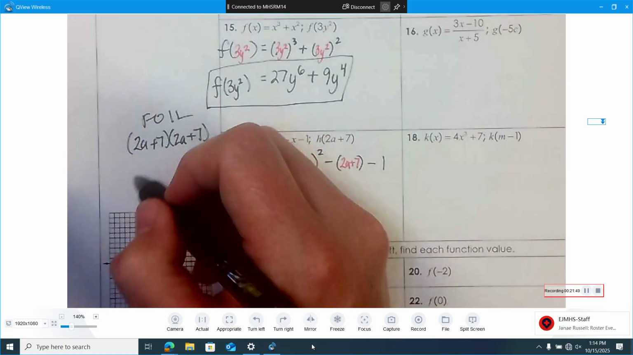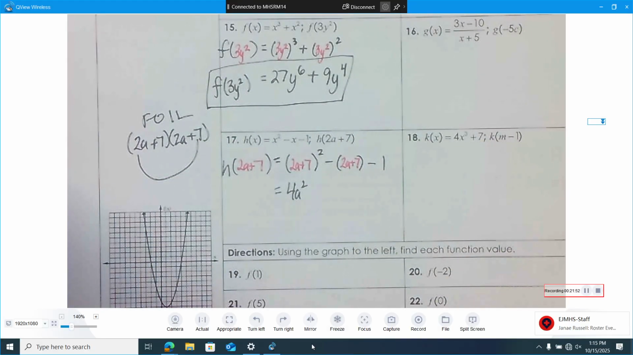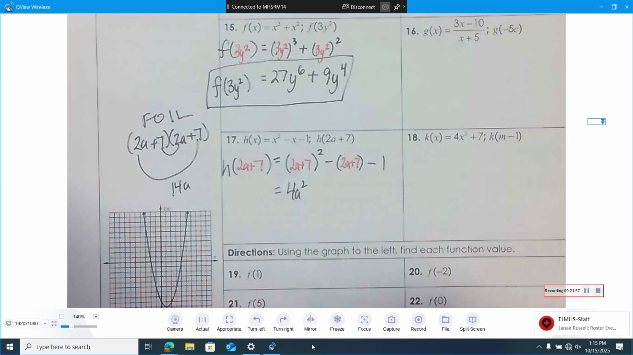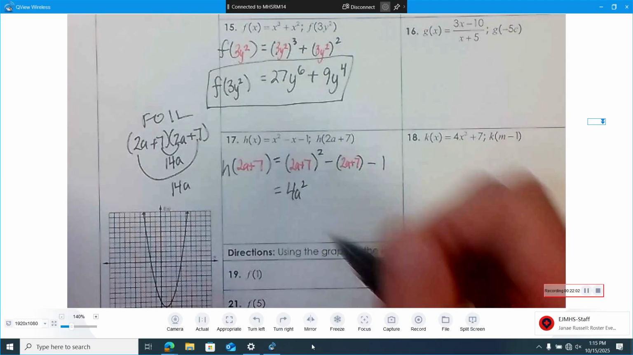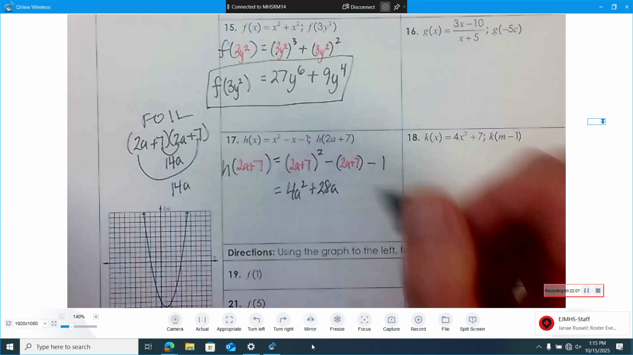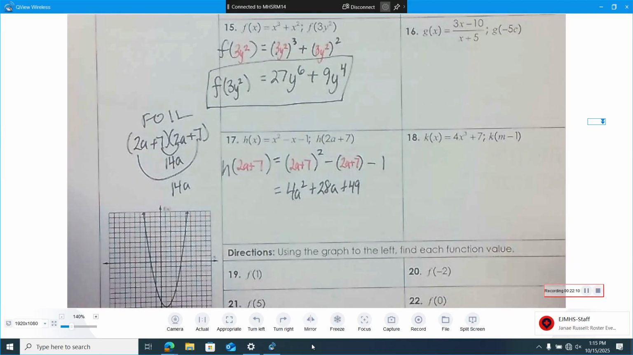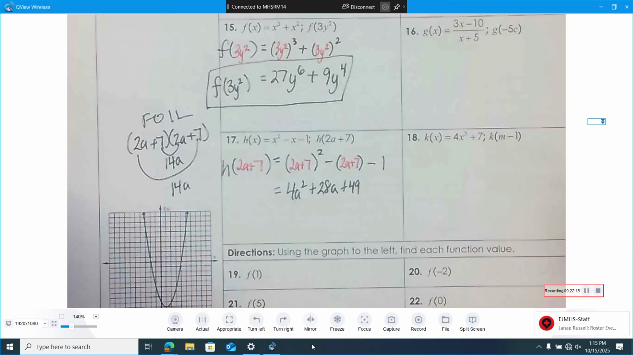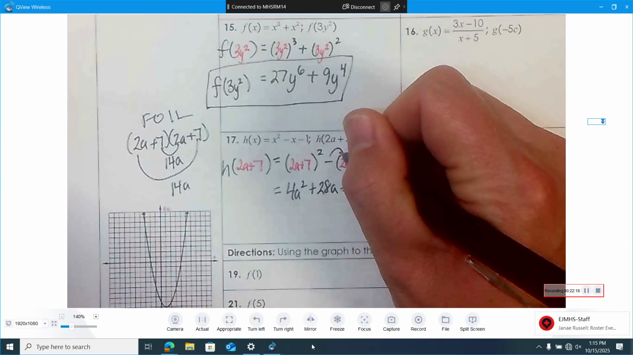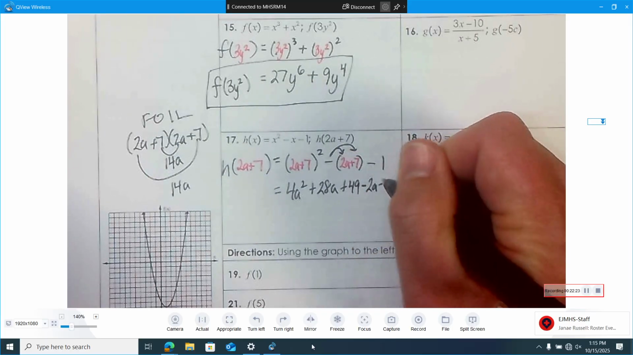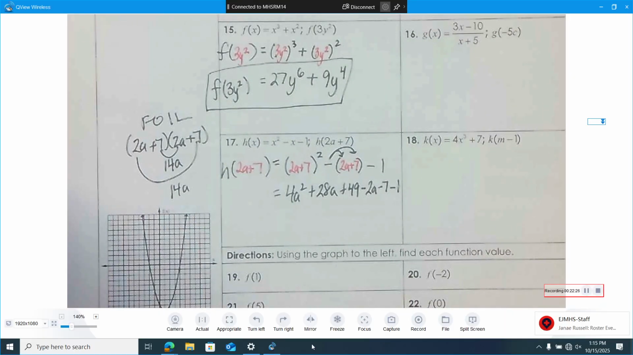What do we get when we multiply them together? 4a squared. What's the outside? 14a. And what's the inside? 14a. So we have 14a and 14a, which makes 28a. And then last times last? 49. Be very careful. Any questions on where that all came from? Then we have to distribute our negative. So negative 2a, and negative times 7 is negative 7. And then our minus 1.